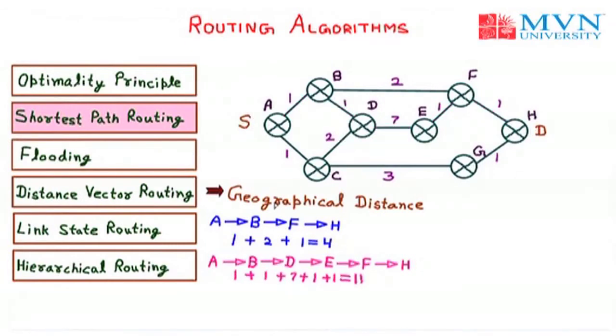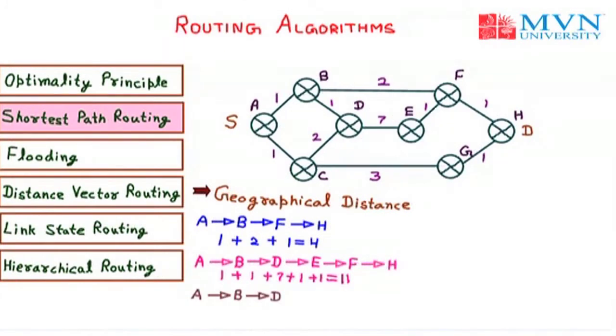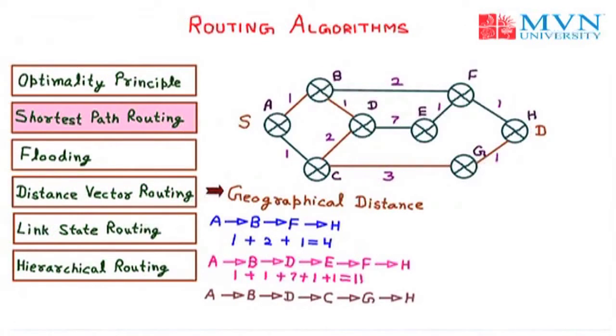Similarly, we have the next path, that is from A to B, then B to D, D to C, C to G, G to H. Now if we consider the path in that manner, the total sum will be: A to B is 1, then B to D is again 1, D to C is 2, C to G is 3, and G to H is 1. That is equal to 8.